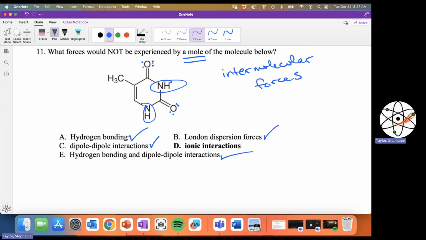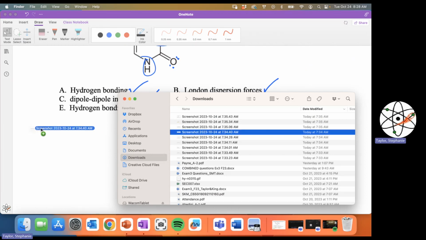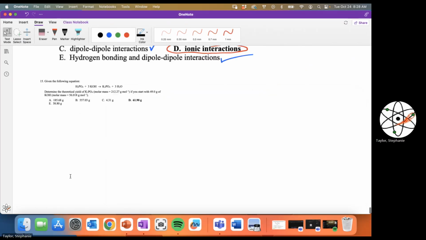But what's not there, there's no whole charges. There's no whole charges, so I don't have any ionic interactions, which makes this the correct answer. So there we go, number 11. Next up, 15.